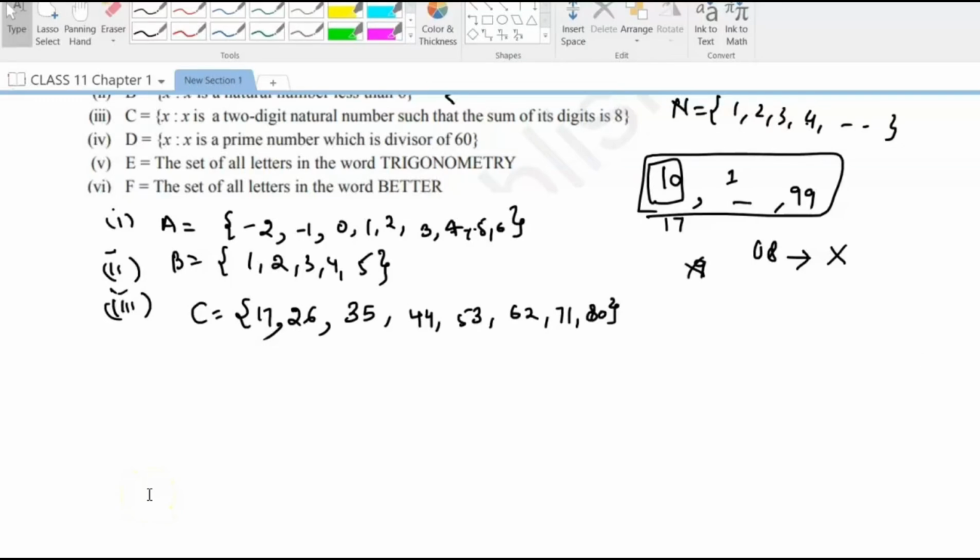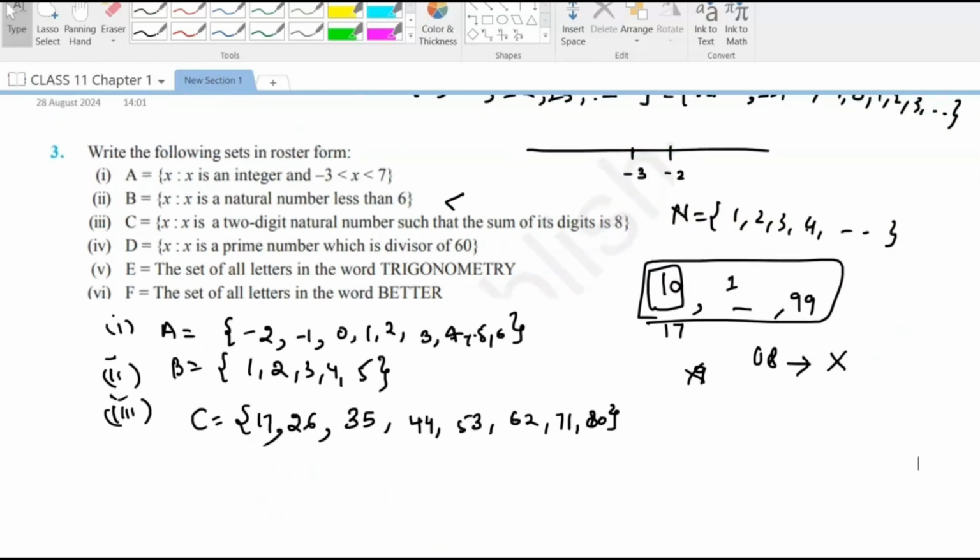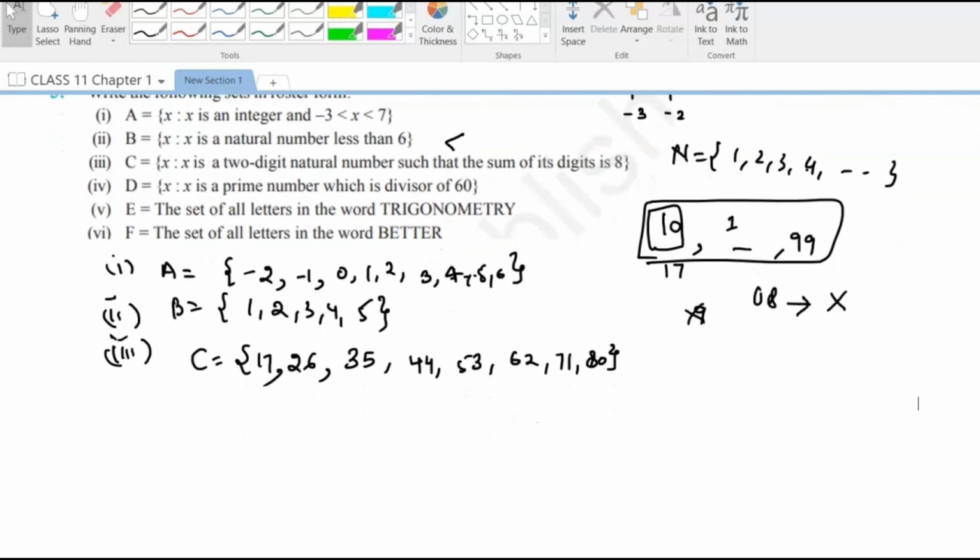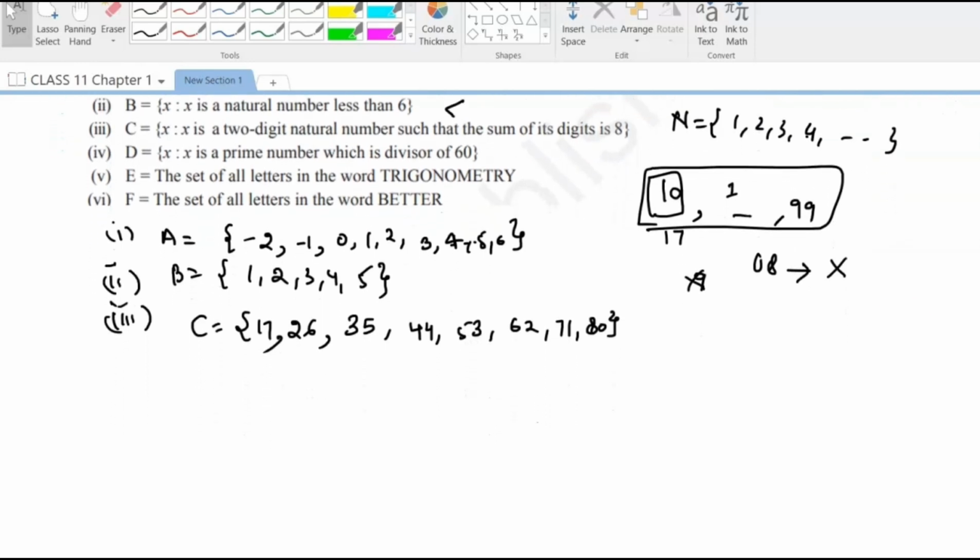Hello everyone. In the previous video, we were solving question 3 and we have done till the third part. In these questions, the sets were given in the set builder form and we needed to write them in roster form. So let's jump into the fourth part. The fourth part is D. D is equal to {x such that x is a prime number which is a divisor of 60}.